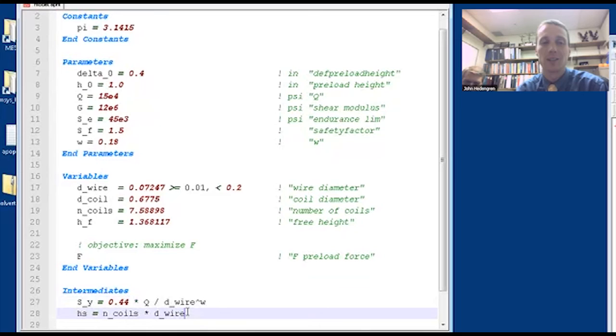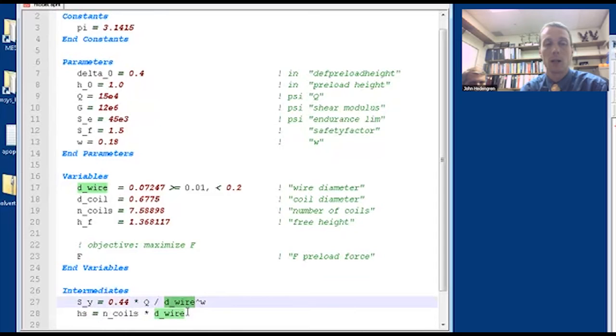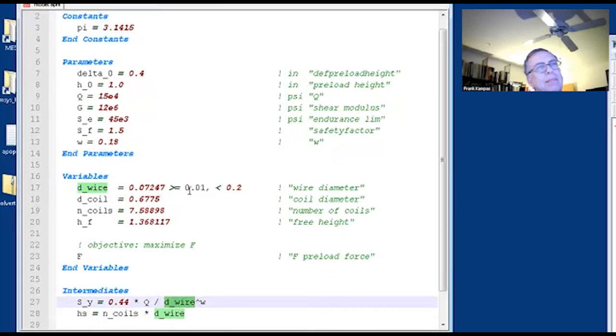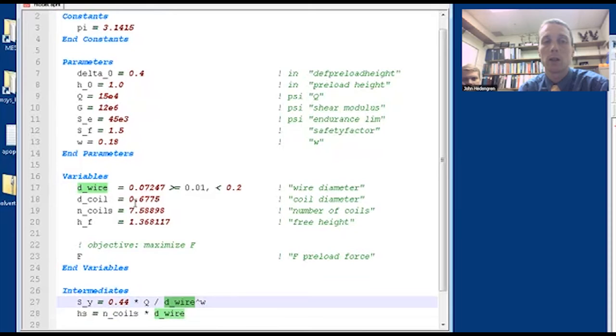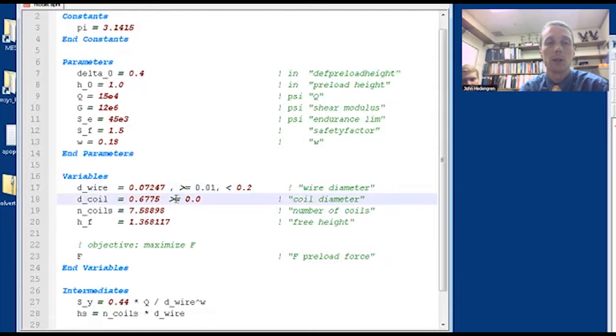Did you guys notice anything on this one? Can this ever go to zero right here? The diameter of the wire. What do you guys think? Got a lower bound, yeah. So we put a lower bound on here to help protect that. One of the things that wasn't given in the model, but we also know that the diameter of the coil also has to be greater than zero. There are certain bounds that you can put in there to help the solver, to help the optimizer.